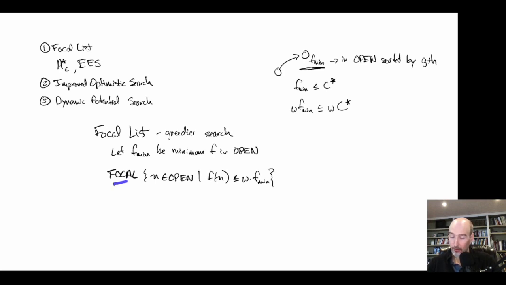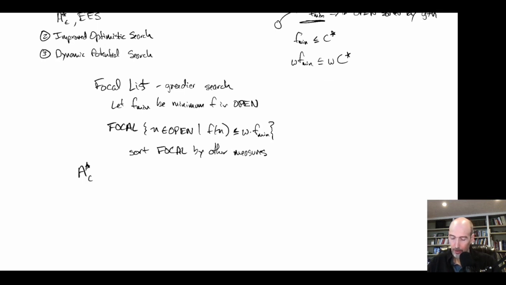So the focal list is the nodes on the open list that have f of n, where f of n is still going to be my g plus h, less than W times the F min. That is the bound on the solution cost. But what I can do now, which is important, is we're going to be sorting focal by other measures. And we'll look at two examples of how that can happen, starting with A star epsilon.